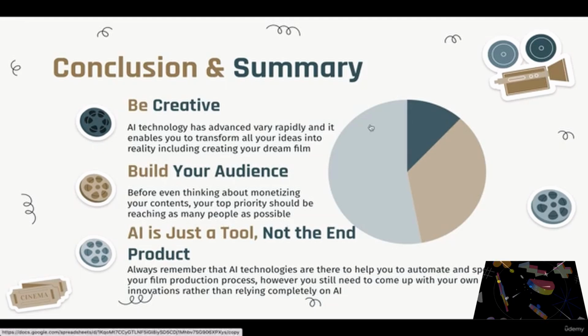Build your audience, right? Before even thinking about monetizing your film content, your first priority should be reaching as many people as possible, guys, because you want to get a lot of views, right? You need to make sure there are lots of people out there who are excited to wait for your film to be released. There are many different strategies that you can implement to reach more audience. However, in my opinion, the most effective strategy is social media marketing, right? So you will need to create your account on YouTube, TikTok, Facebook, Instagram, Twitter, or maybe even Pinterest, and you post regularly about your film.